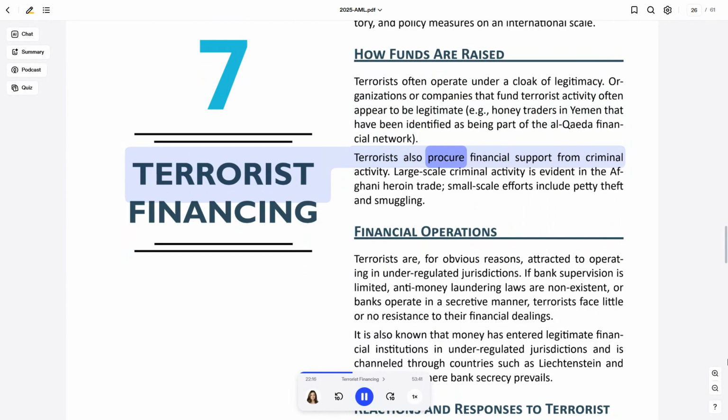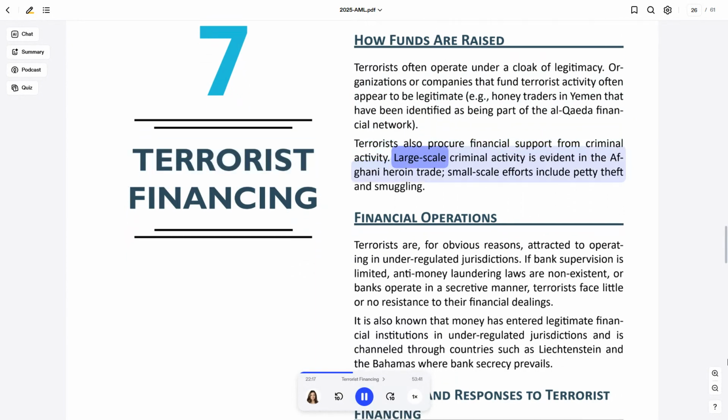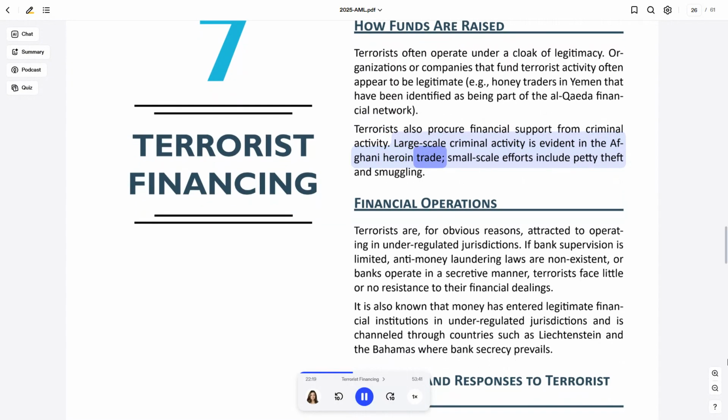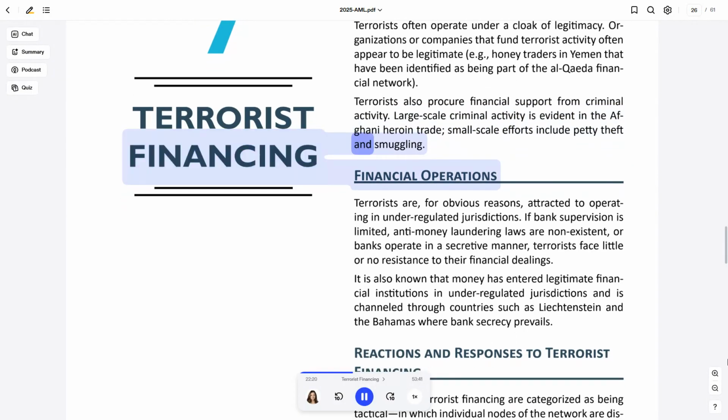Terrorists also procure financial support from criminal activity. Large-scale criminal activity is evident in the Afghani heroin trade. Small-scale efforts include petty theft, financing, and smuggling.